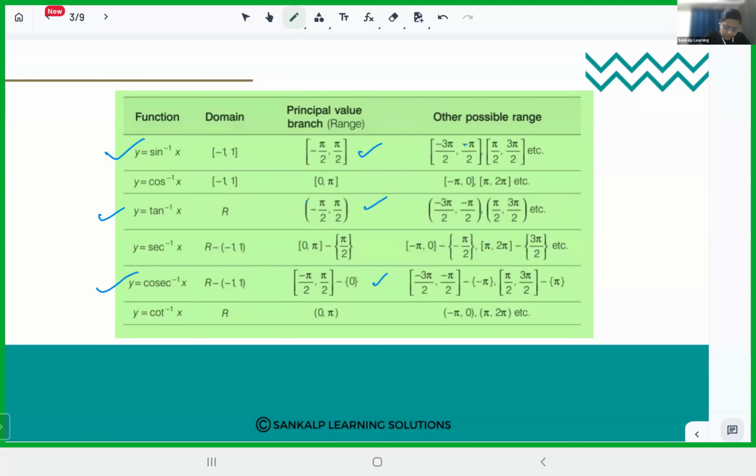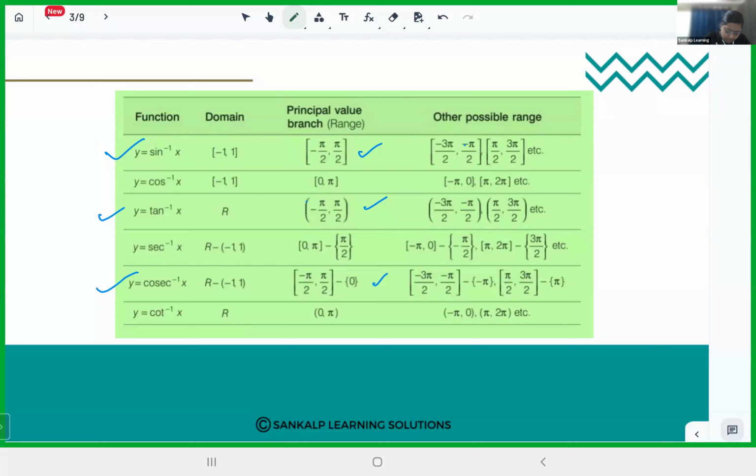All right, so here you can see that for sine inverse x, the principal value branch is the closed interval minus pi by 2 comma pi by 2. And what about tan inverse? Tan inverse is the open interval minus pi by 2 comma pi by 2. That is, minus pi by 2 and pi by 2 are not included. In between, all those values are included in the principal value branch of tan inverse x, isn't it?